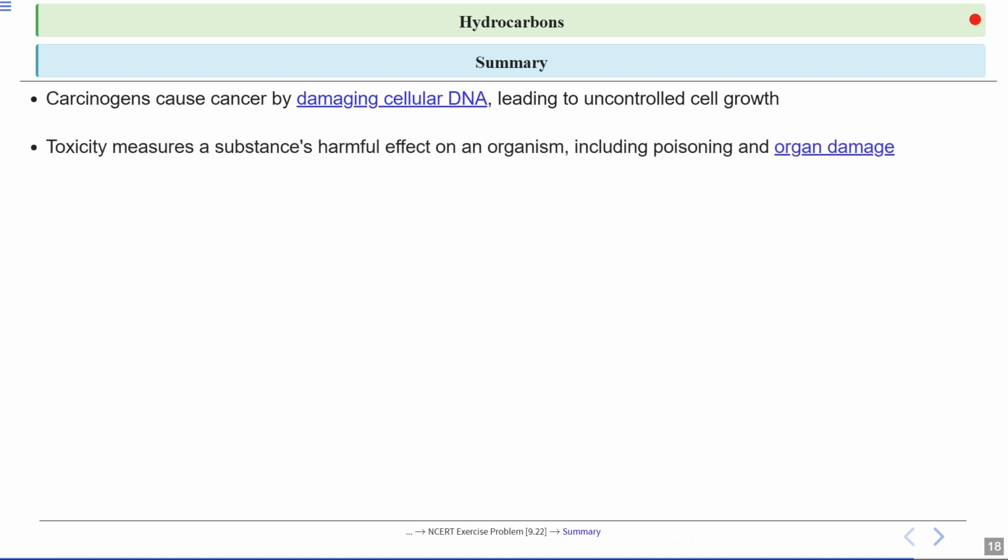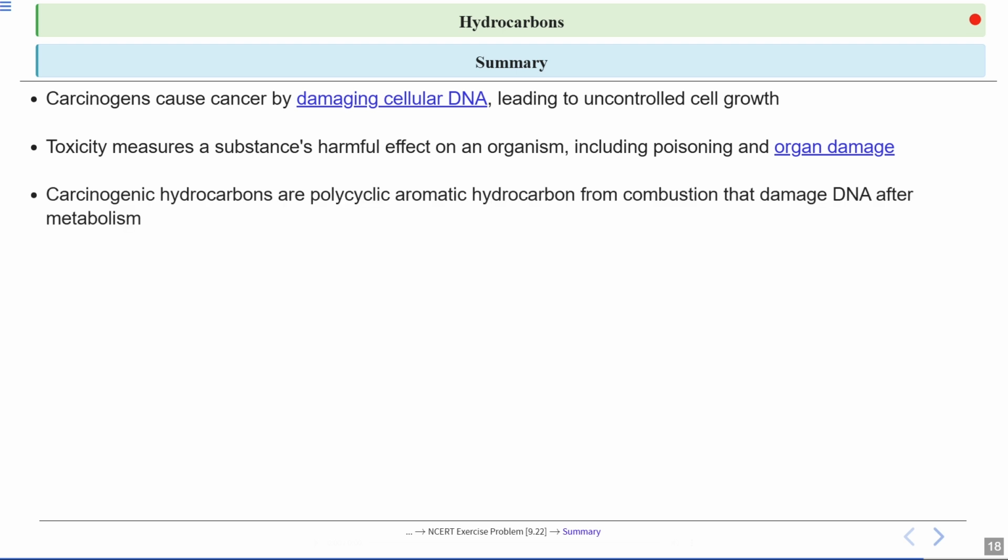Then, toxicity is a measure of how harmful a substance is to a living organism. It includes effects like poisoning and damage to organs. For example, if a chemical causes liver damage or affects the nervous system, that is a part of its toxicity. It is important to remember that not all toxic substances are carcinogens, but both can be dangerous.